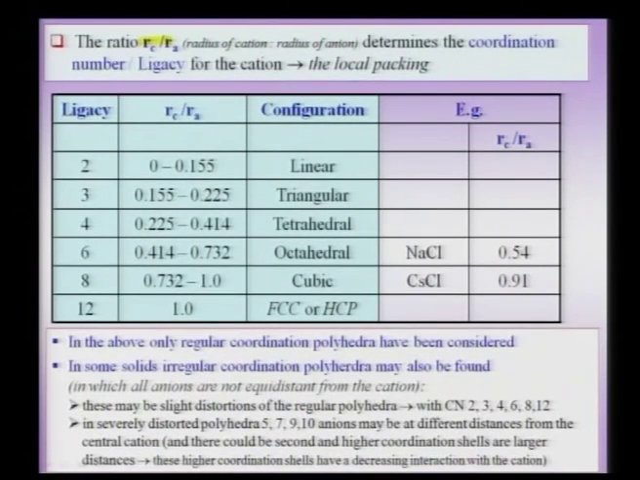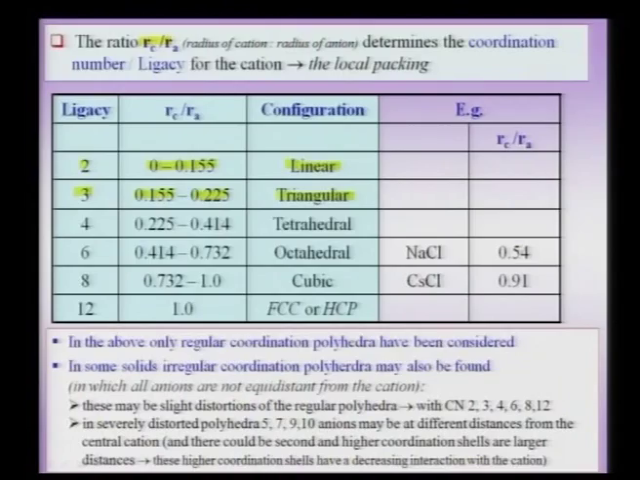If my radius ratio happens to be in the range of 0 to 0.155, then the configuration will be linear and the coordination number will be 2. Suppose my radius ratio is in the range of 0.155 to 0.225, then I would have a triangular configuration like the one I just showed on the board, and the coordination number would be 3. That means around each cation there will be 3 anions.